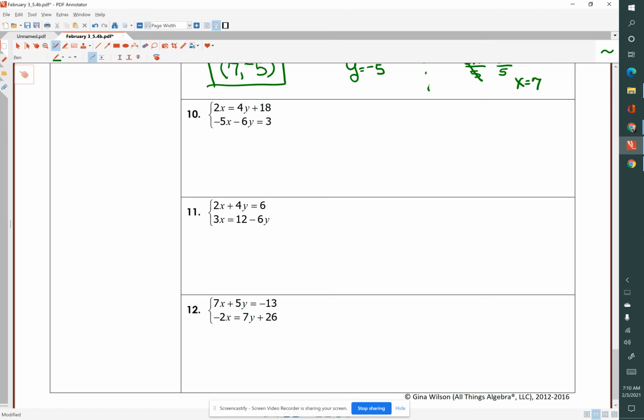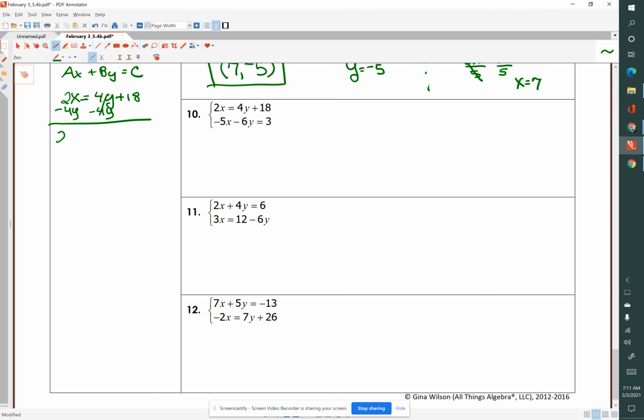So the first thing I want to do with this is write that first equation in standard form. So the first equation is 2x equals 4y plus 18. And I'm looking for ax plus by equals c. So all I really need to do is subtract 4y from each side.